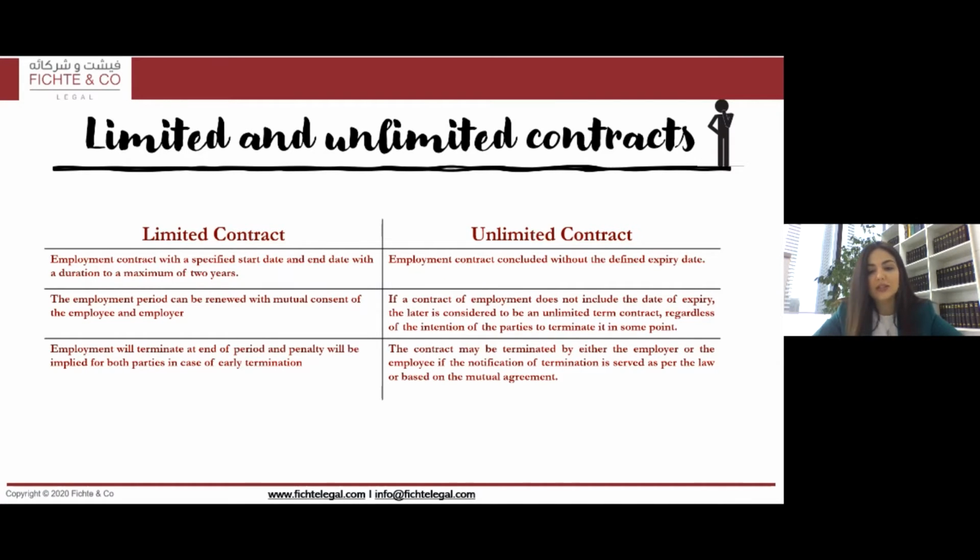What about unlimited term contracts? These types of contracts have a fixed start date, however, they don't have an end date. So the parties can terminate the contract by mutual agreement or by giving notice of termination. And that notice of termination must be in conformity with the law, because the notification period can't be less than 30 days and can't be more than 3 months.